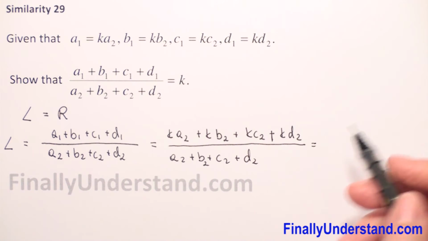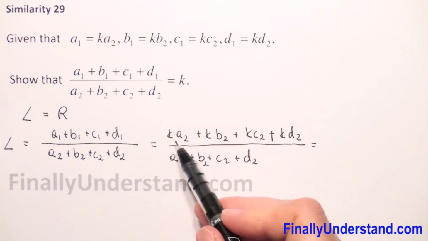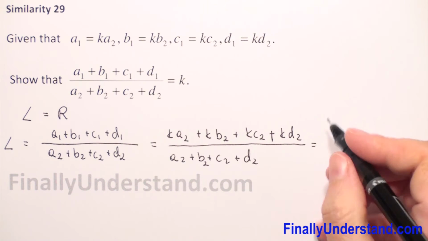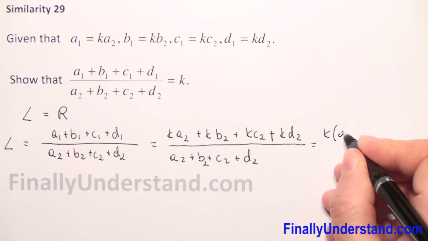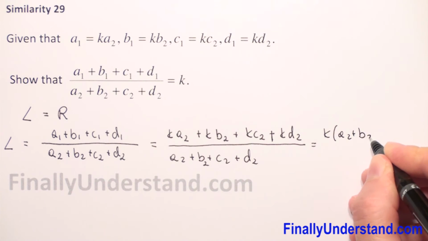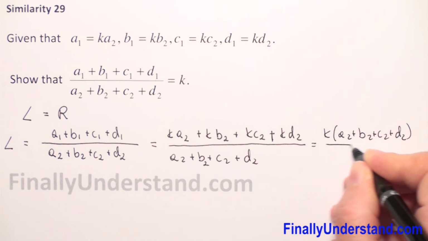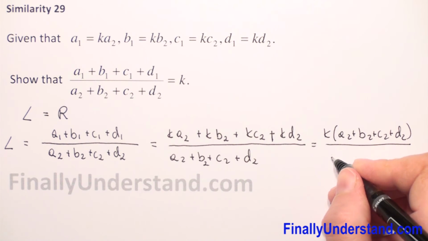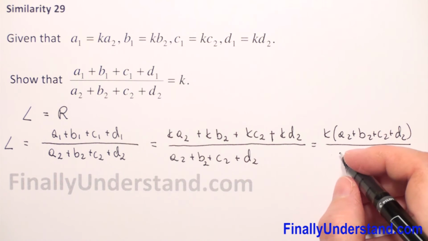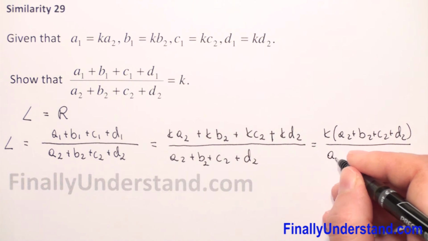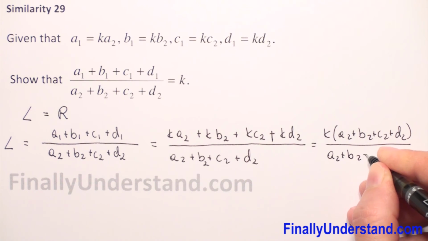So this is equal. In the numerator, we can factorize K. So we have K times A2 plus B2 plus C2 plus D2 over, we have to copy our denominator, A2 plus B2 plus C2 plus D2.